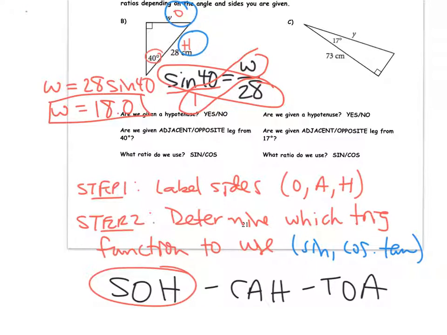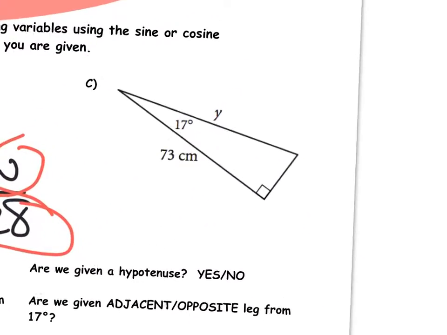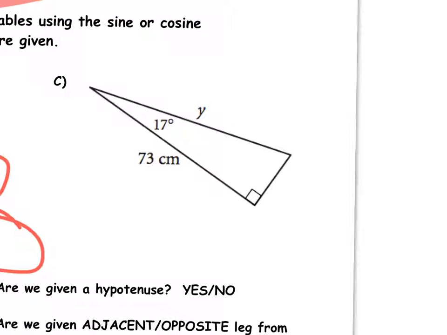All right, so going through the directions again for this one, okay? So the first thing I do is, based upon this angle, I label my sides. So 73 is opposite, adjacent, hypotenuse. Y is opposite, adjacent, hypotenuse. What do we label this?